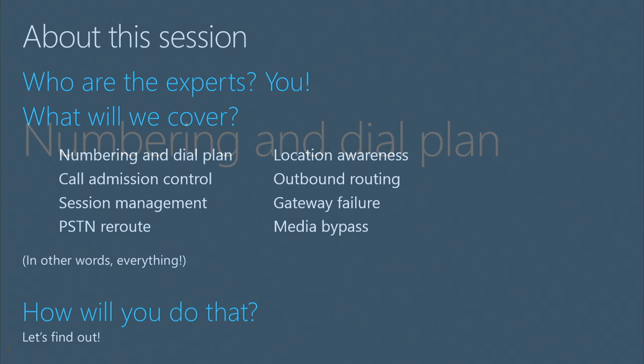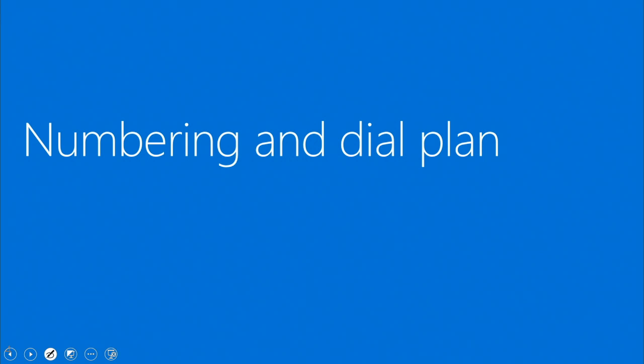So here we go. Let's start right off with numbering and dial plans. So the whole session is about how you make Skype for Business your voice platform, right? And to do that, I'm assuming that we're going to connect this to the PSTN. In fact, here's my PSTN. I have an AudioCodes Mediant Gateway here, and this phone will represent my PSTN if we do any demos.